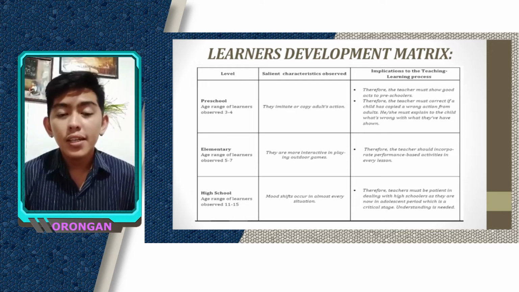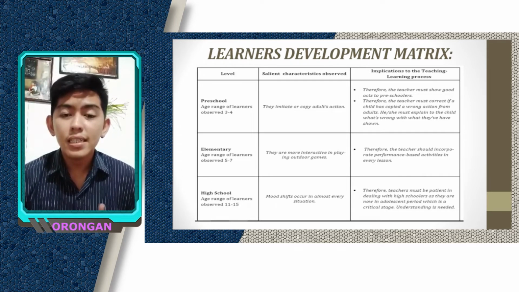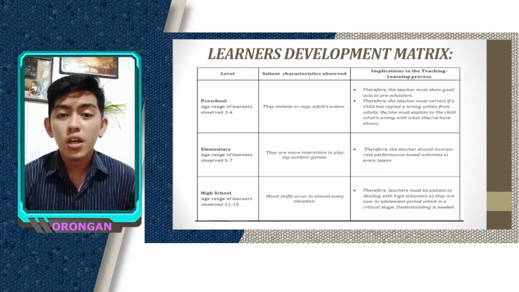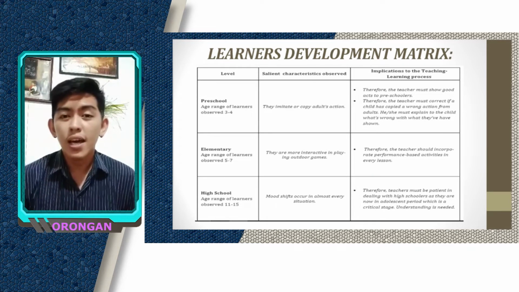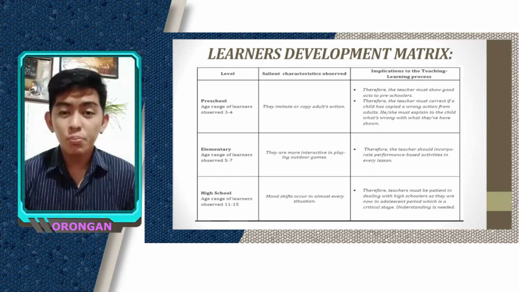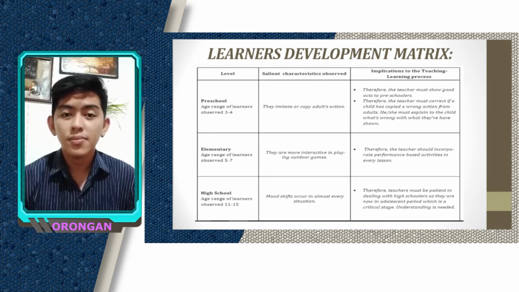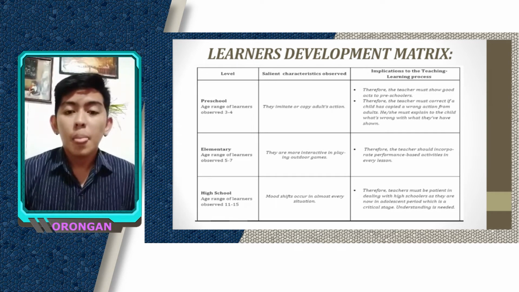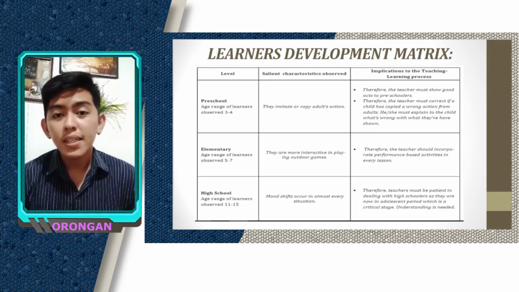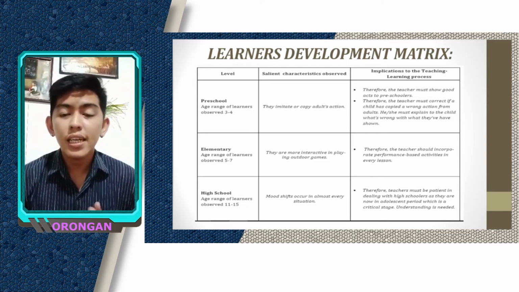The second is the elementary. So the age range of learners observed is 5 to 7 years old. So the salient characteristic observed, they are more interactive in playing outdoor games. So that's true. Mas sila sa laro, sa labas, yung mga elementary. The implication to their teaching learning process: therefore, the teacher should incorporate performance-based activities in every lesson.